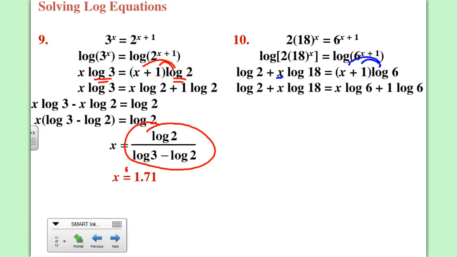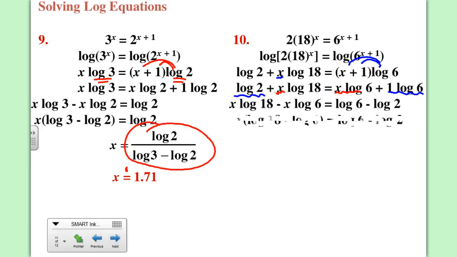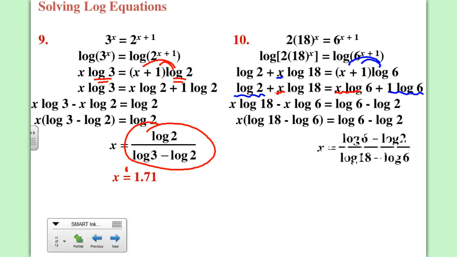So I expand that one out, and now this is an x term. I need to collect my x's, and I'll take my numerical coefficients all to one side, right? So I take those numbers to one side, I collect my x's to the other side, and I end up with this, which I factor the x out, and my final answer is log 6 minus log 2 over log 18 minus log 6, which is the exact answer, which way cool turns out to be 1.